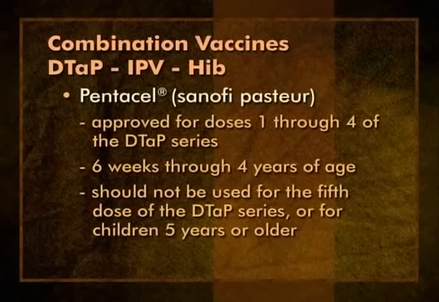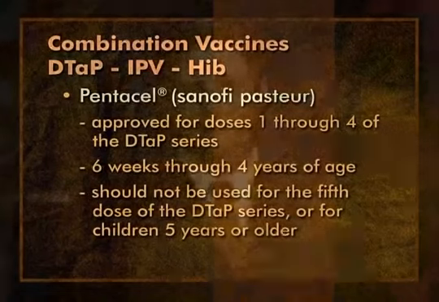The 4th combination vaccine that contains DTaP is Pentacel, produced by Sanofi Pasteur. The vaccine contains lyophilized ActHIB that is reconstituted with a liquid DTaP-IPV solution. Pentacel is approved by FDA for doses 1 through 4 of the DTaP series among children 6 weeks through 4 years of age. Pentacel should not be used for the 5th dose of the DTaP series or for children 5 years or older.